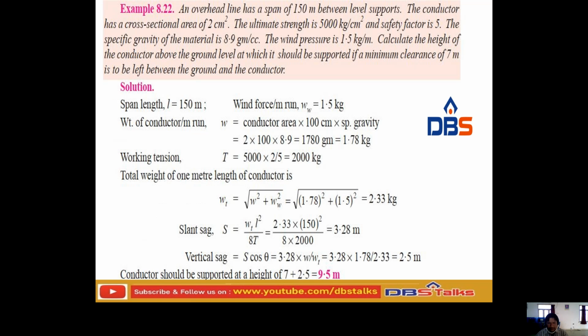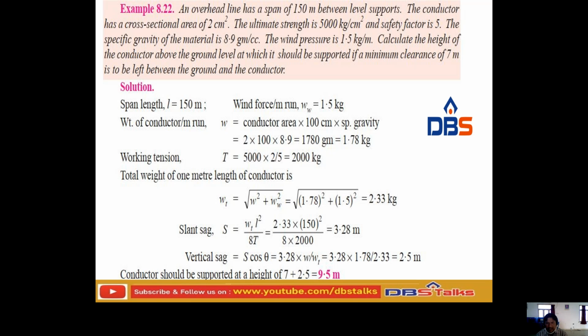This problem is also similar to the first problem. The height at which the conductor should be supported is nothing but S plus the given height. So, an overhead line has a span of 150 meters between level supports. The conductor has a cross-sectional area of 2 centimeters square. The ultimate strength is 5000 kg per centimeter square, and the safety factor is 5. The specific gravity of the material is 8.9 gram per cubic centimeter.